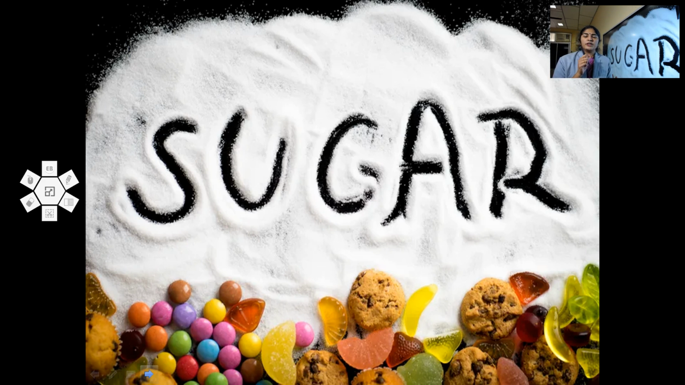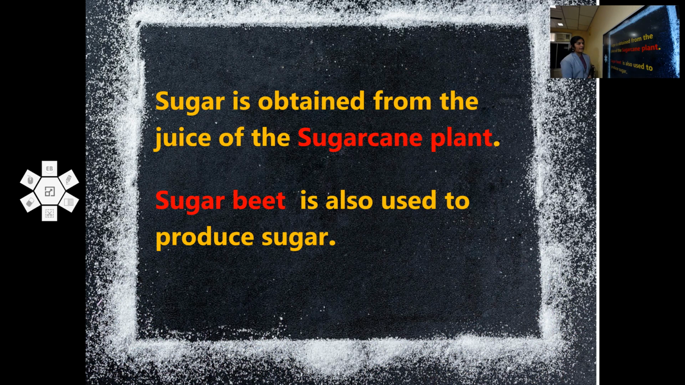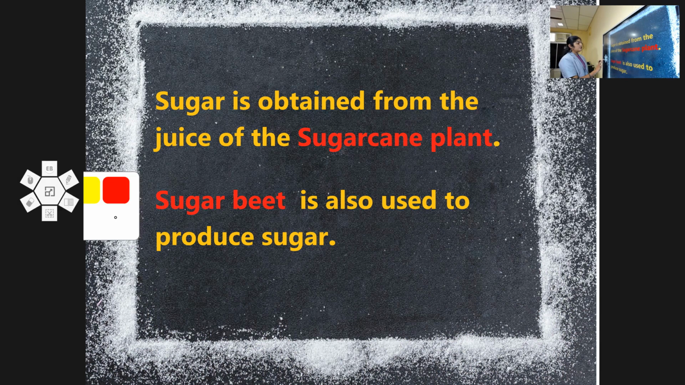Let me ask you one thing. Do you all like to eat sweets? Do you know the major ingredient of sweets? Yes, it is sugar. So, today we are going to learn about sugar. Do you know from where we get this sugar? We get sugar from mainly two plants. What are they? Do you know the name of those plants?